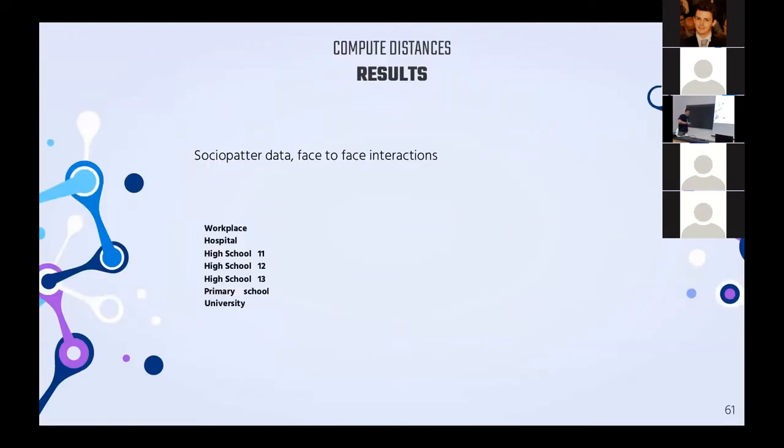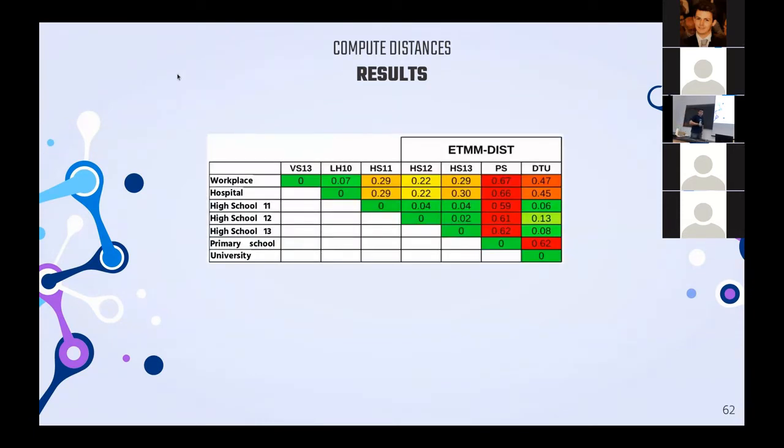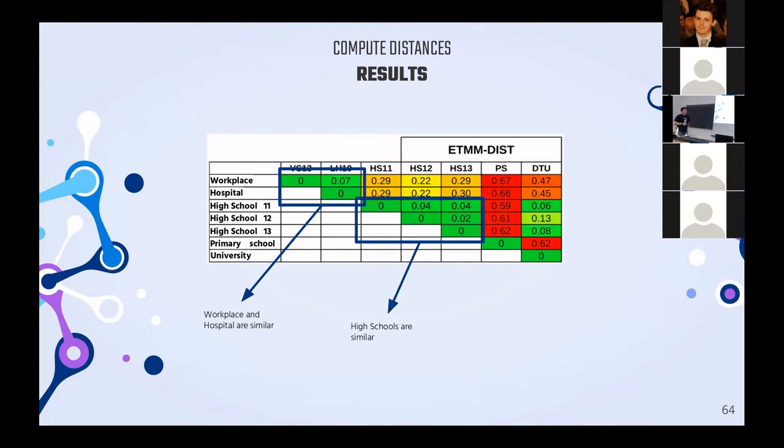Just to show you some simple results, we took seven data sets representing face-to-face interaction in real-world scenarios, like a hospital, a workplace, and so on. We used this algorithm to compute distances, and interestingly, this reflects what we would expect in real life. For instance, here I'm showing that the workplace and the hospital have quite similar interaction. In fact, both of them are workplaces in some sense. It's the same for high schools, where the distance is really small compared to the others, and it makes sense for us.